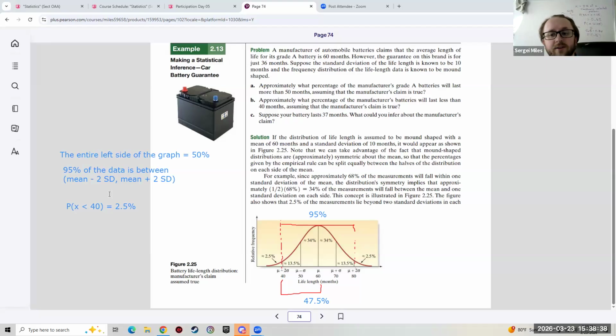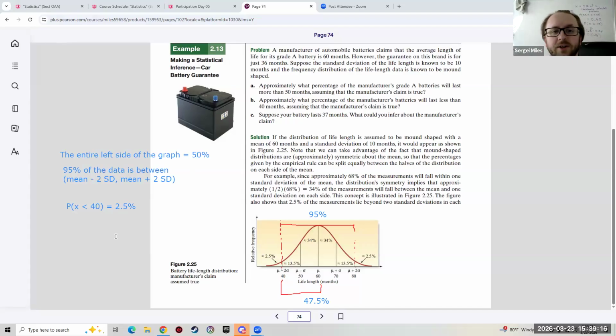Okay. Now, on the flip side, there's another question we can ask about this. And this is where part C comes into play. Let's say we go buy a battery and the battery dies after 37 months. So what happened? What does this mean? Well, there's two possibilities. One, the company was telling the truth. The average really is 60 months, and it's just bad luck. This one battery, which died at 37 months, it just so happens to be in this 2.5% region.